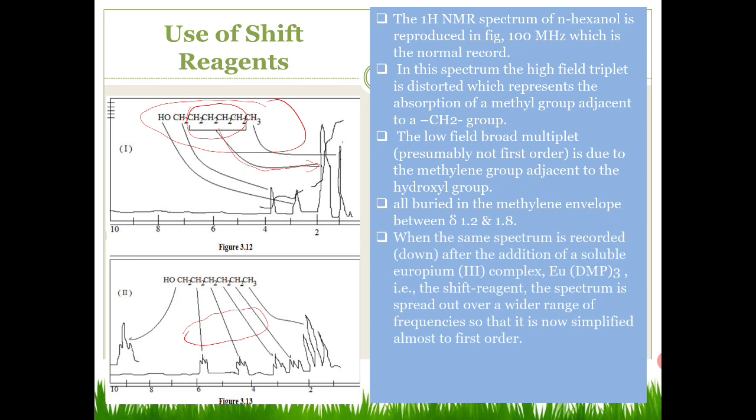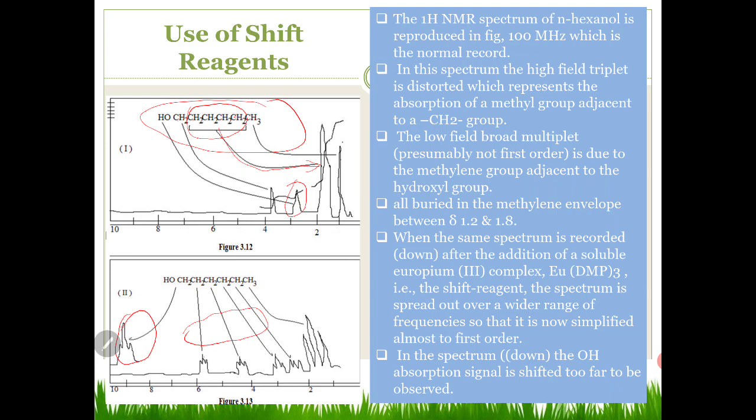When the same spectrum is recorded after the addition of a soluble europium 3 complex, europium DPM3, which is there, with the shift reagent the spectrum is spread out over a wider range of frequencies so that it is now simplified almost to first order. In the spectrum below, the OH absorption signal is shifted too far to be observed. So this is the OH peak actually, so it is being shifted to this place. That also has to be noted.